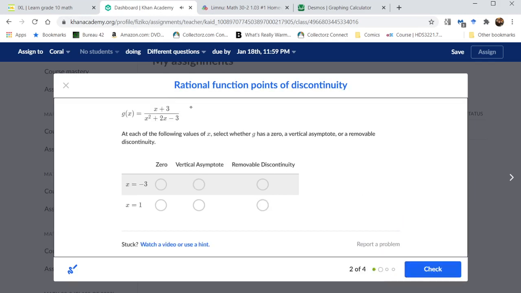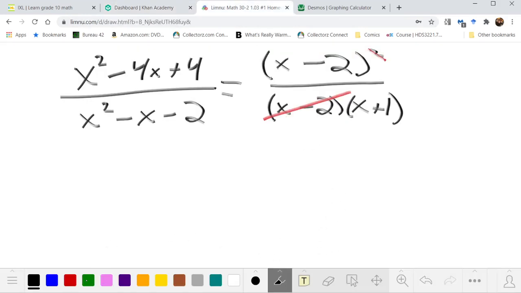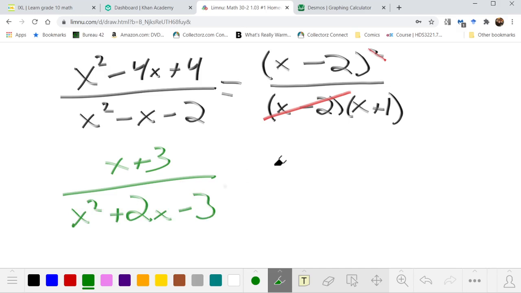So in all cases, we are going to have to factor completely to be confident in our answer. Again, graphing it will clearly show vertical asymptotes, because that's a discontinuity that has not been removed. But if you have a 0 at that value, you must check to see if it was a removable discontinuity as well. In this case, we have x plus 3 over x squared plus 2x minus 3.